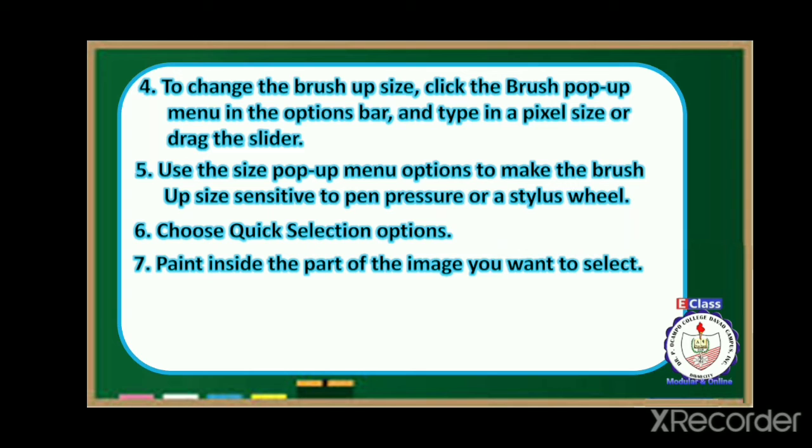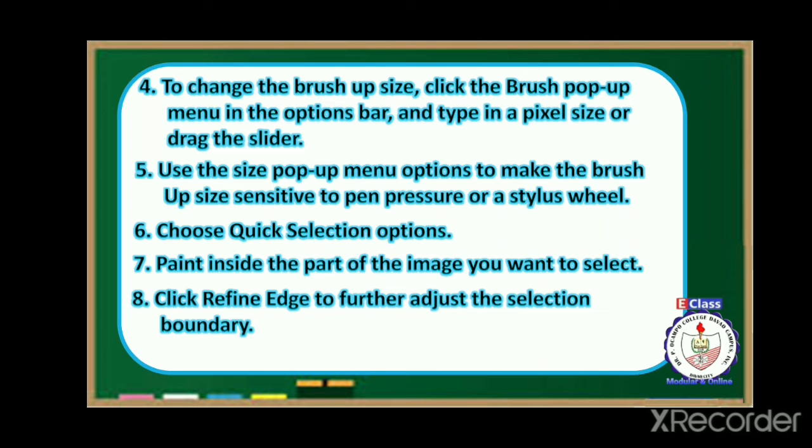As you paint near the edges of the shape, the selection area extends to follow the contours of the shape. To subtract from the selection, click the subtract from option in the options bar, then drag over the existing selection. To temporarily switch between add and subtract modes, hold down the Alt key. And number 8, click Refine Edge to further adjust the selection boundary.